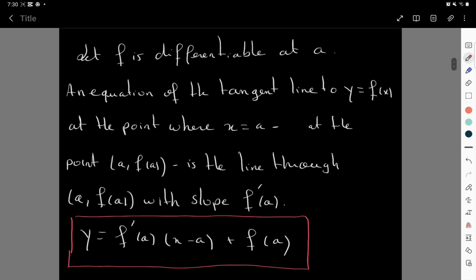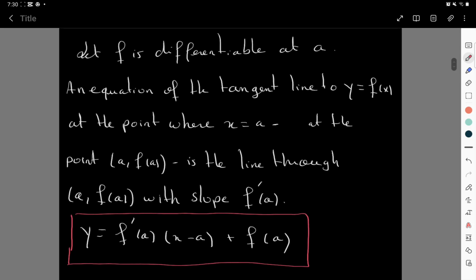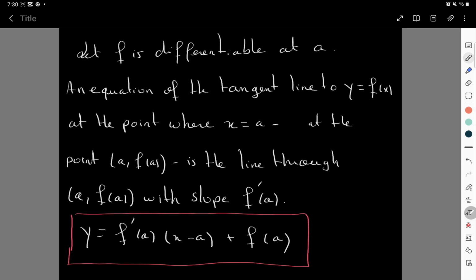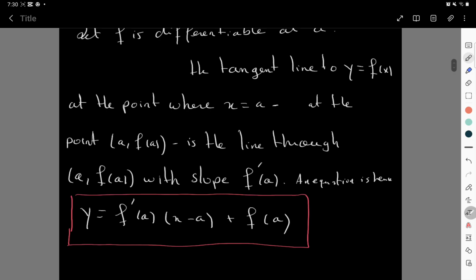Now, suppose f is a differentiable function at a number a. The tangent line to y equal f of x at the point where x equal a is just the line through a, f of a with slope f prime of a. So an equation of this line is hence y is equal f prime of a times x minus a plus f of a.